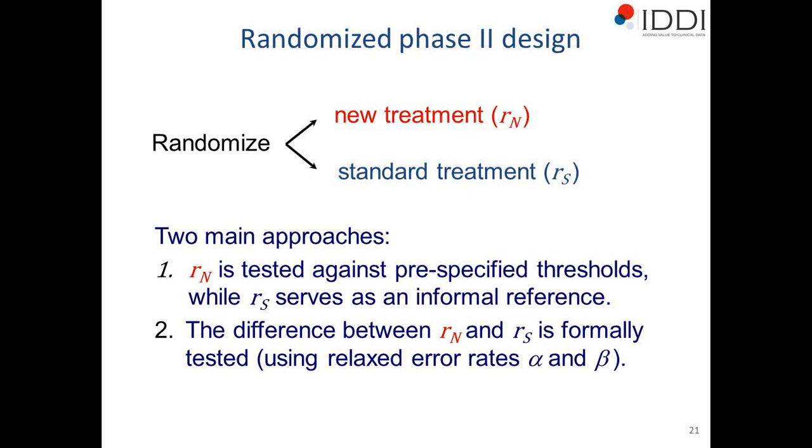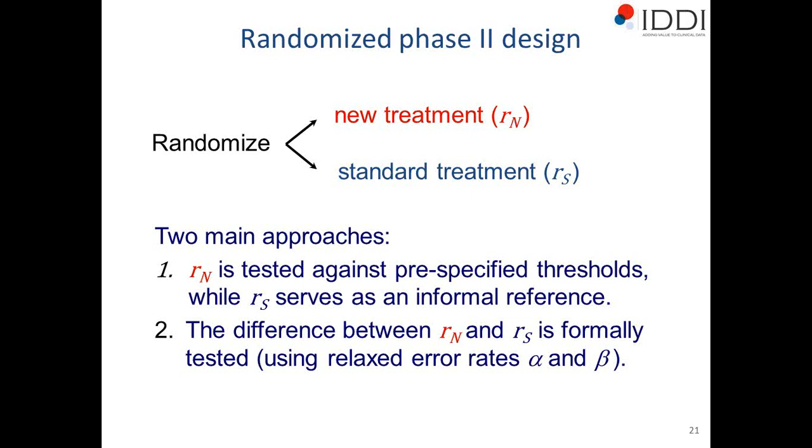So I think today people increasingly want to do randomized phase 2 designs where they randomize patients between the new treatment, in your case this new platinum compound, and some standard treatment that would be appropriate in the indication, perhaps a well-known platinum compound that you could compare the new compound with. And there are 2 main approaches to doing this randomized design.